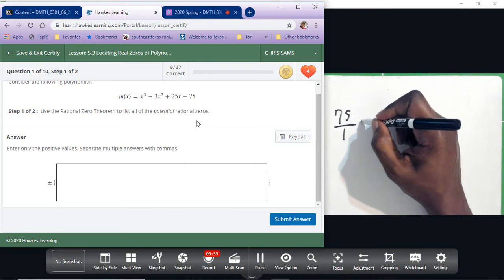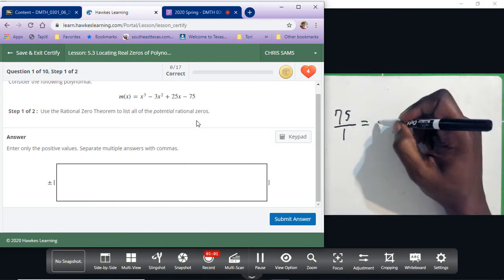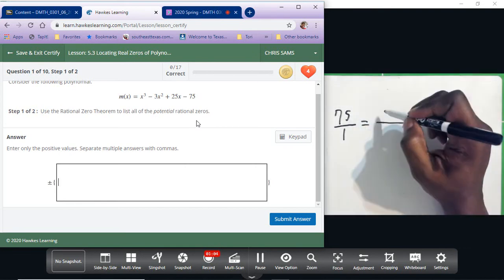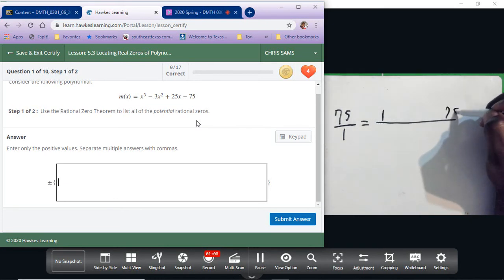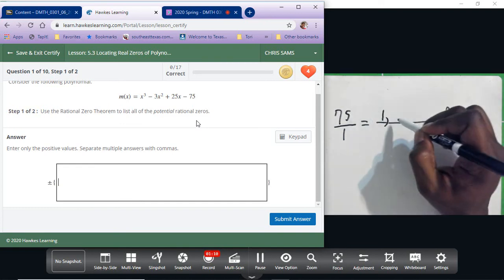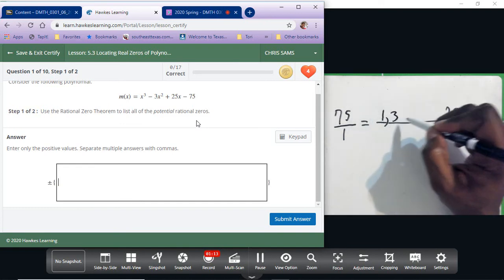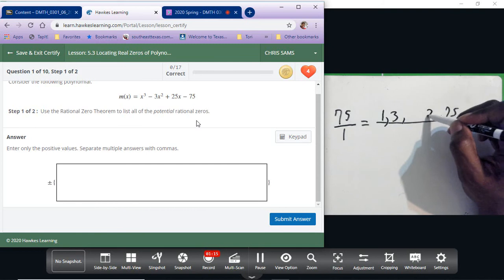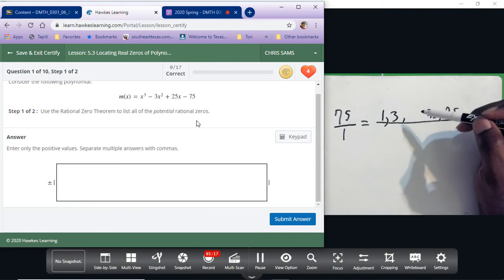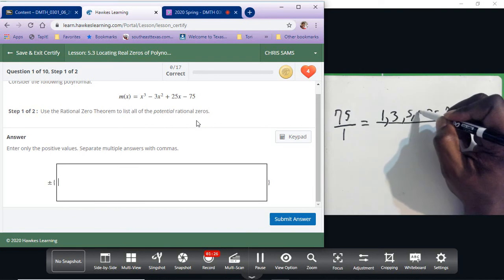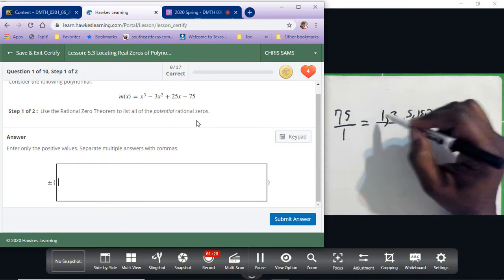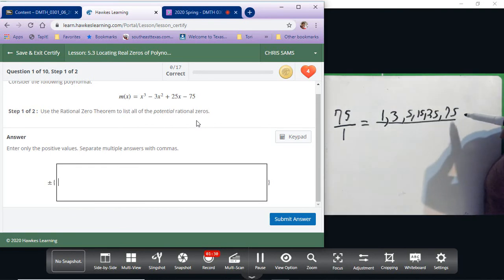So everything that multiplies to give us 75 would be 1 and 75. I'll write that at the back. It's not divisible by 2. 3 and 25. And 15 and 5 looks like. And I think that's going to be the sum of our list.